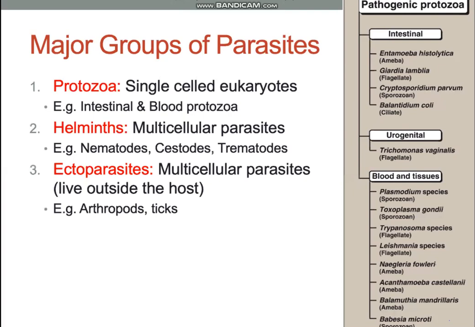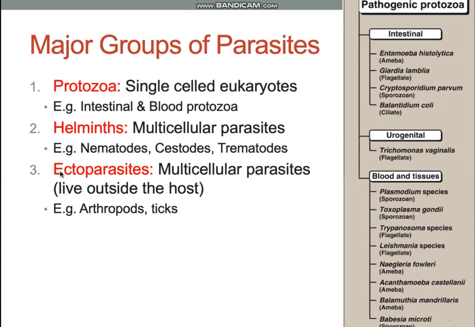And some of them, as perhaps you know already, you can see. They are visible to the naked eye, so they are quite big. These are the helminths, and there are three types: nematodes, cestodes, and trematodes. We'll leave it until the second session, when we'll cover those.